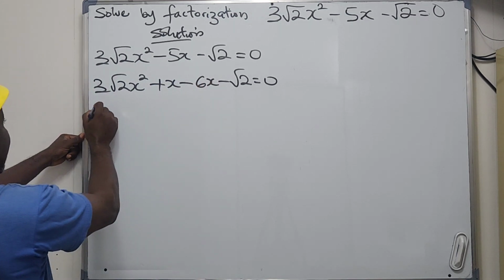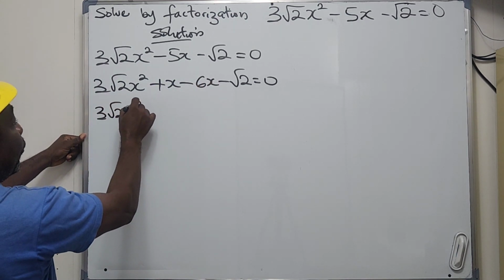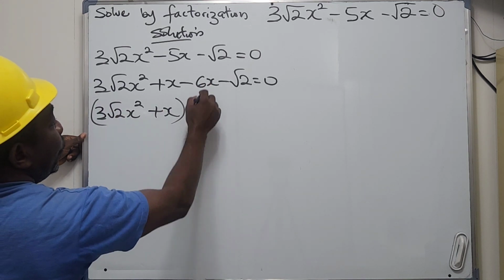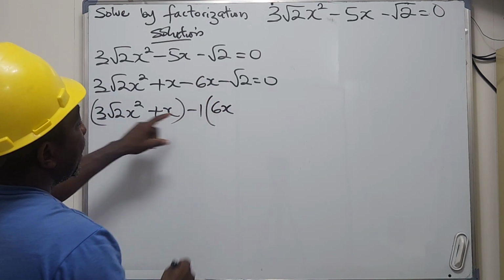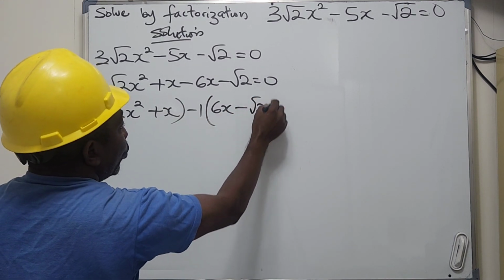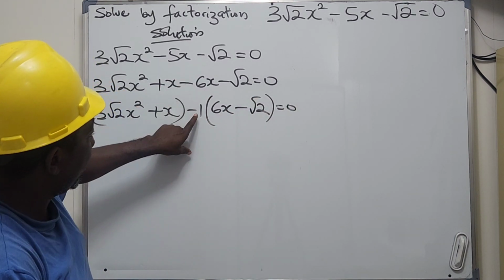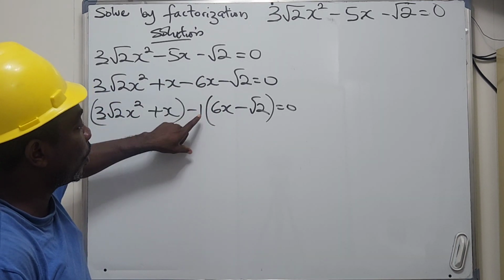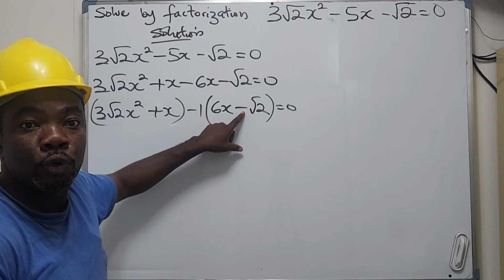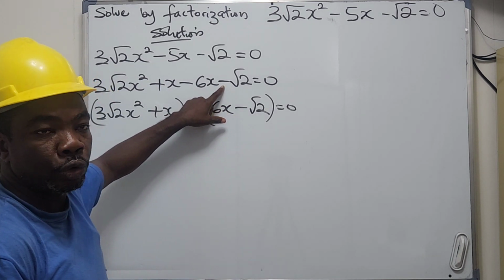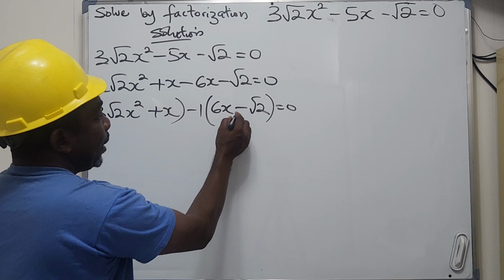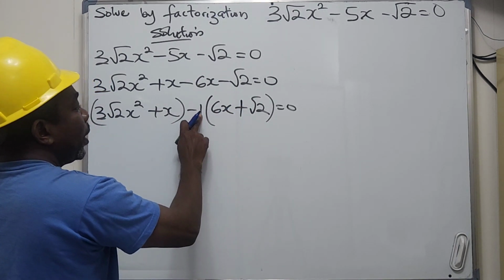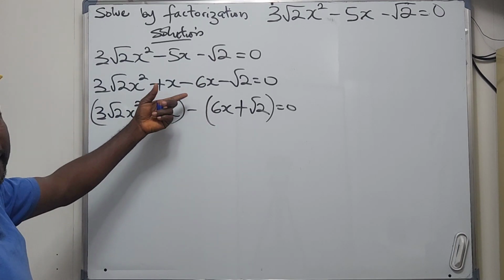So by grouping this, we have 3 root 2 x to the power of 2 plus x. Then we bring down negative 1 into 6x, and here minus root 2 equals to 0. If we expand, minus 1 times 6x will give us minus 6x, and minus 1 times minus root 2 will give us plus root 2. So we have minus here, this will become plus, so that when we multiply these two, it will give us this. And as well, this 1 can go off because 1 is invisible.